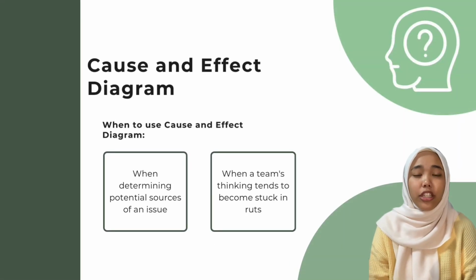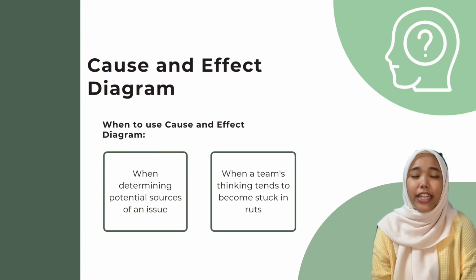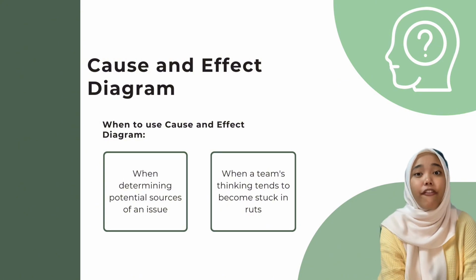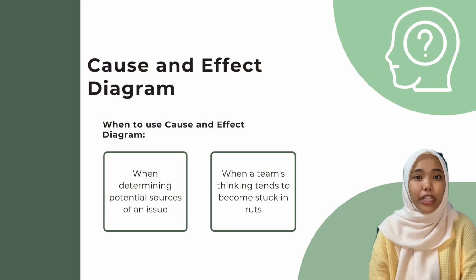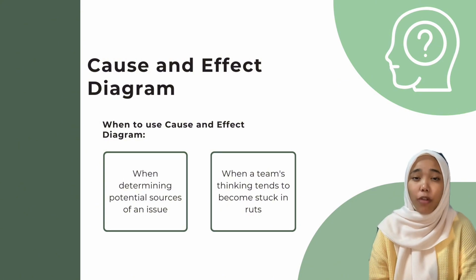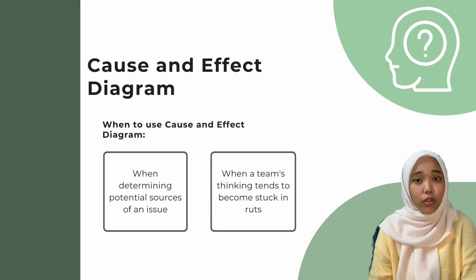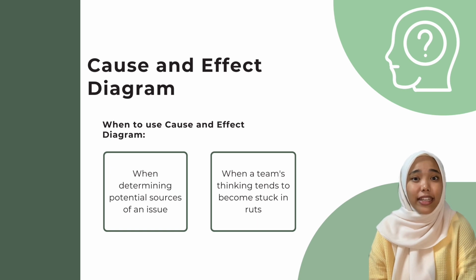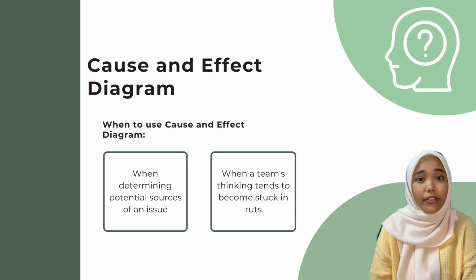Let's move on to the cause and effect diagram. Cause and effect diagram, also known as fishbone or Ishikawa. The fishbone diagram highlights several potential reasons for an impact or problem. It is useful for organizing a brainstorming session. It instantly categorizes thoughts into relevant groups.